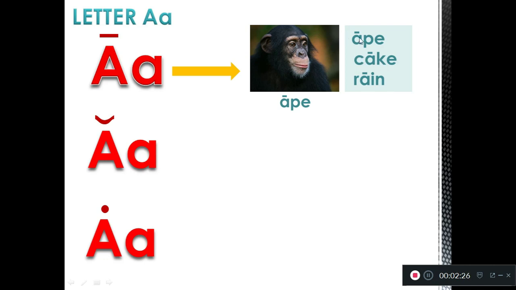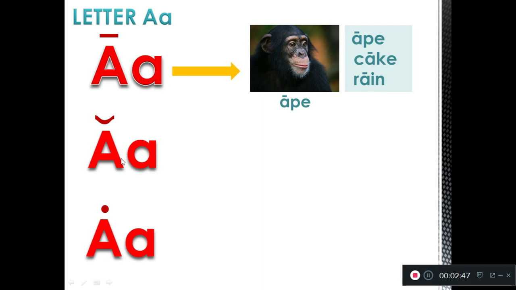So let's go over it again. A with its dash on top is called a, as in here. So a, p, ape. Of course, the e here is silent. K, a, k is what? Cake. Of course, the e here is silent. R, a is what? Rain. Of course, the I is silent.